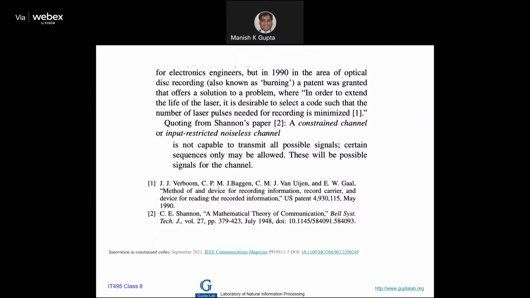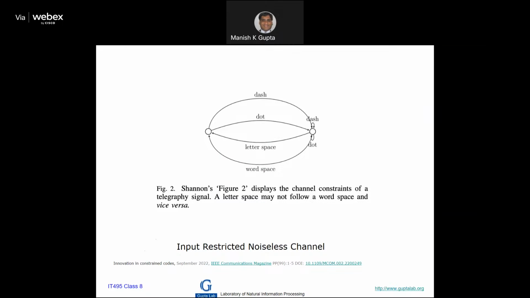So basically, how does this look? I think Shannon gave an example of this kind of channel. When you use the telegraph, you send messages, right? So dot dot dot, dash dash dash, like that. Those kinds of communications you send. So in this channel, only dot or dash is there, and a letter space, so there are constraints. The kind of constraints are that a letter space may not follow a word space and vice versa. If you put this kind of constraint, it becomes a constrained channel. So initially, Shannon called it an input restricted noiseless channel. This is the channel.